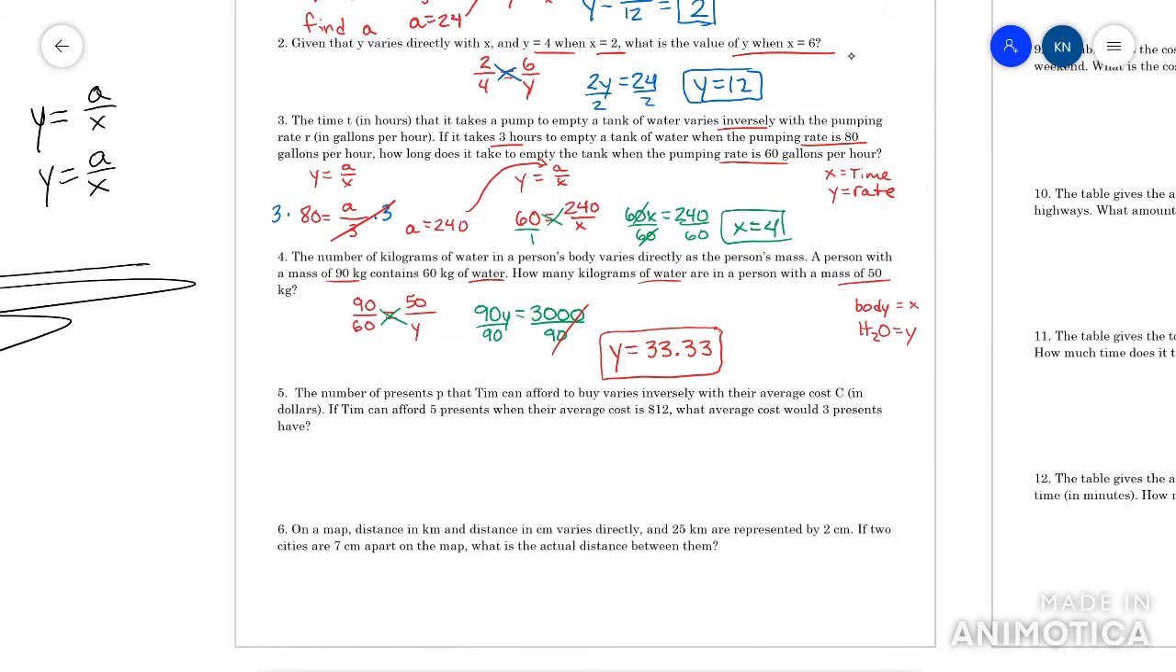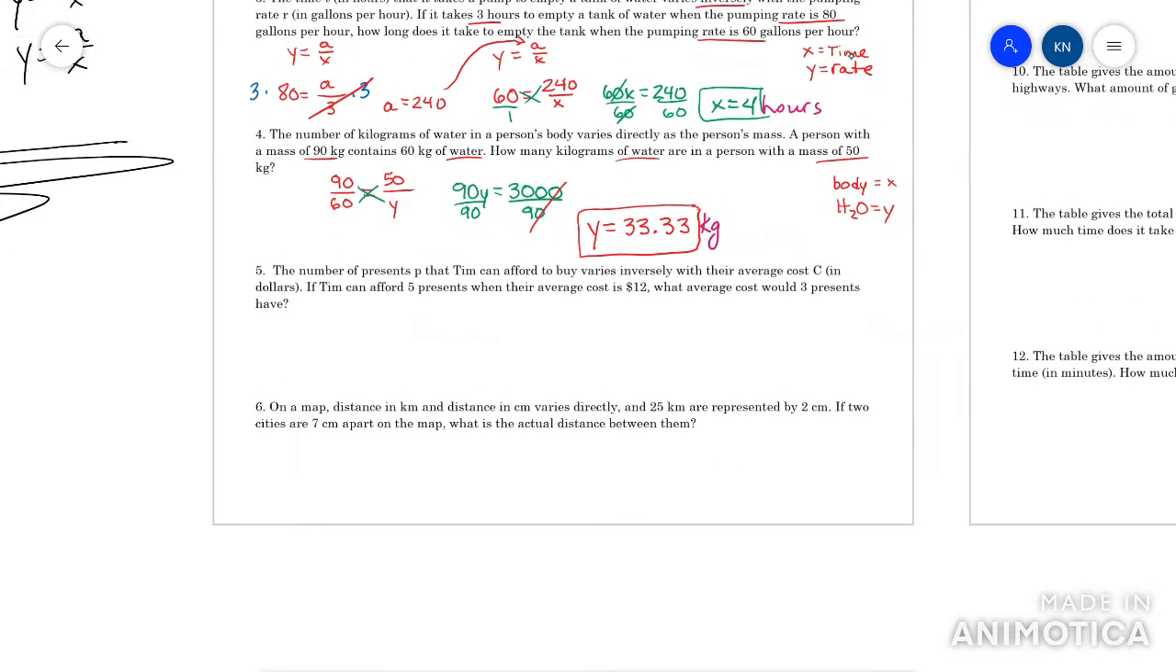And I should say this actually, you need to put what it is. So like, look at this one above it here. We found x equals 4. Well, x was time, so it's actually 4 hours. And then this one that we just did, we were talking about kilograms of water. So you would need kilograms. So just keep that in mind. Okay, next. Okay, it's an inverse variation. So as soon as I see that, I write y equals a over x twice.